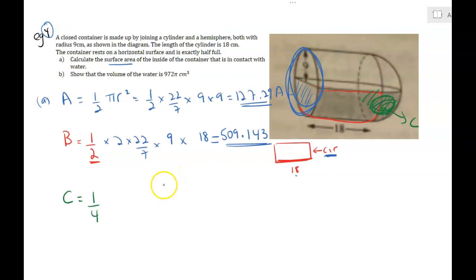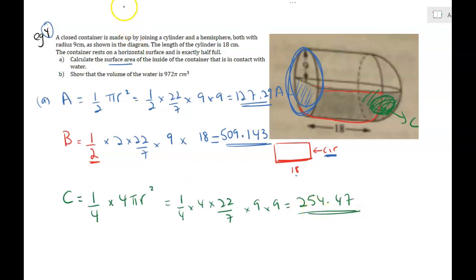So I will actually put a quarter here to represent this fraction here, and then I'll find the area of a sphere. The area of a sphere is 4 pi r squared, which will work out to be a quarter by 4 by 22 over 7 by 9 by 9. And that works out to be 81 by pi, which is actually 254.47, something like that.